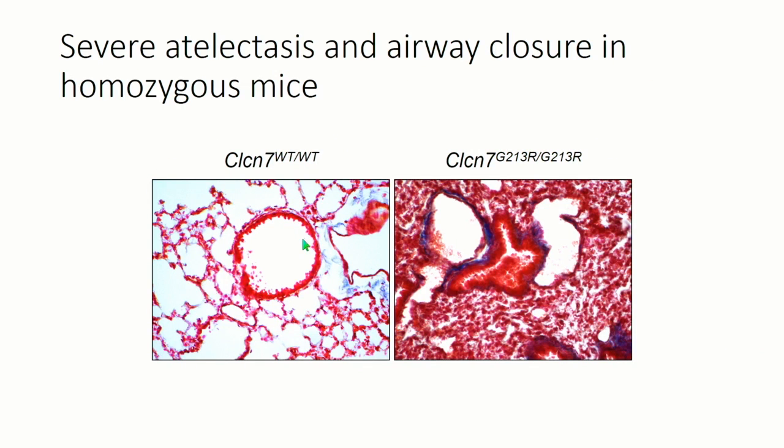This is, in some organs, a primary defect. In fact, in lung, for instance, the protein is expressed in the bronchial epithelium and in the alveolar macrophages. And if you look at the homozygous mice in which the disease is lethal, you see here that there is a severe atelectasis, the alveoli are completely collapsed, and the airways are closed. So the mice can die also from these important changes, not only from the bone disease.